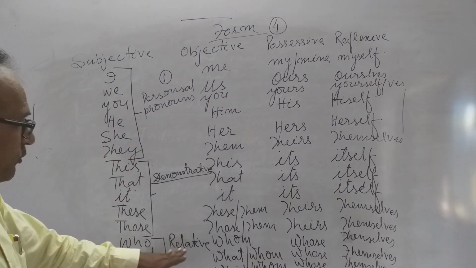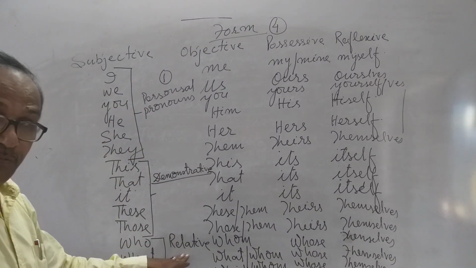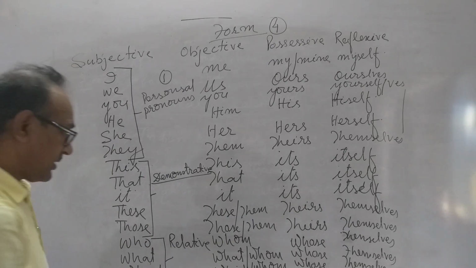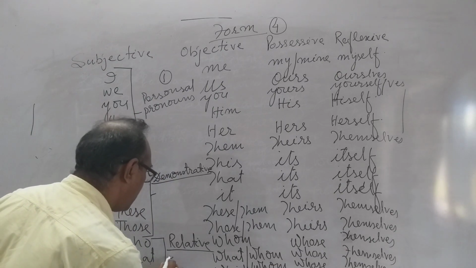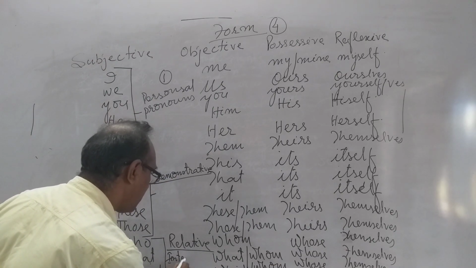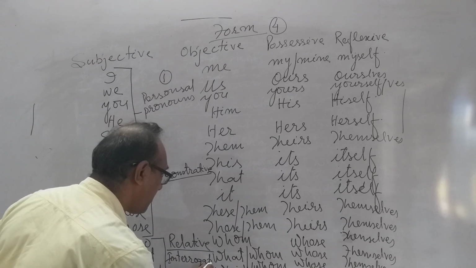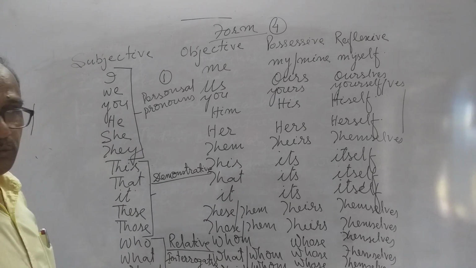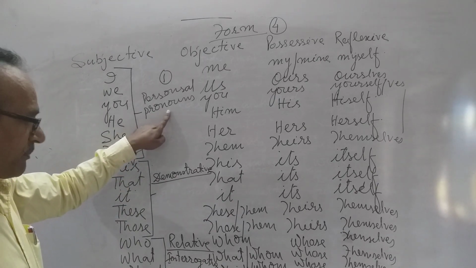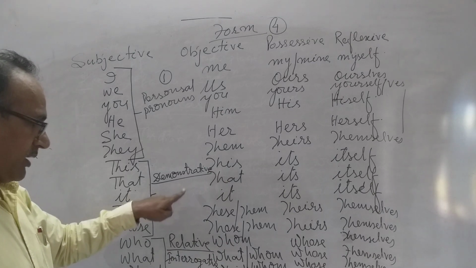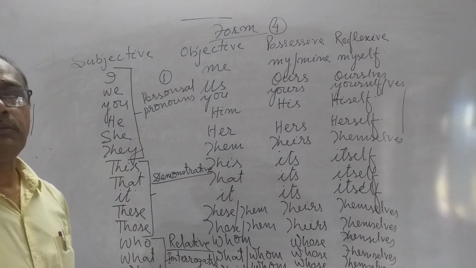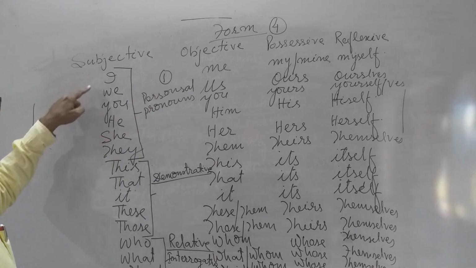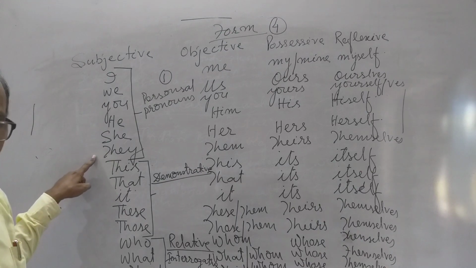They are called relative pronouns. And in another way, when they are used in any interrogative sentences, then they are called interrogative pronouns. So, when we divide all these subjective pronouns, we find personal pronoun, demonstrative pronoun, relative pronoun, and interrogative pronoun. So, under personal pronoun, there come these six: I, we, you, he, she, and they.